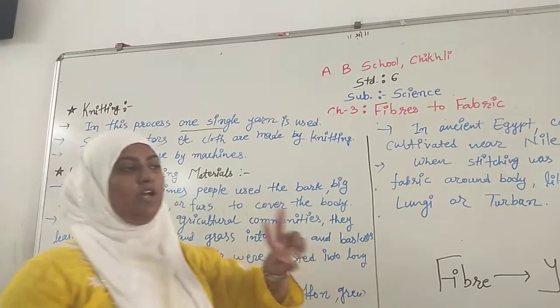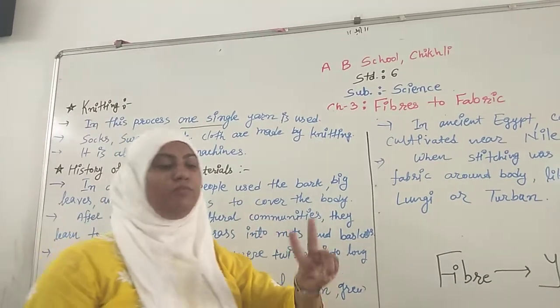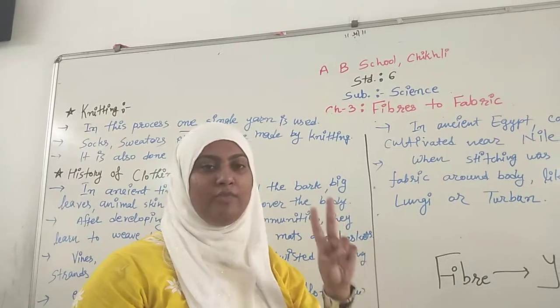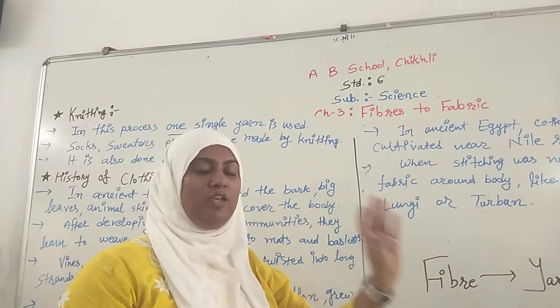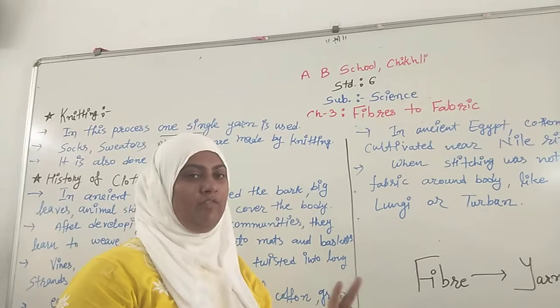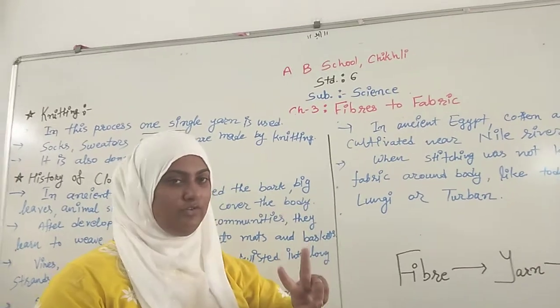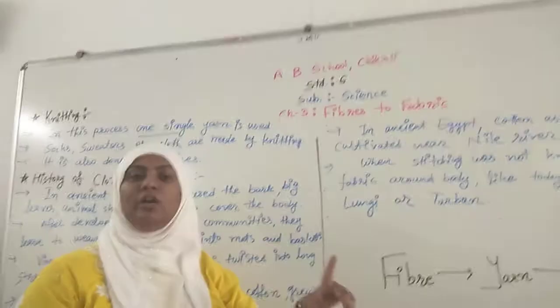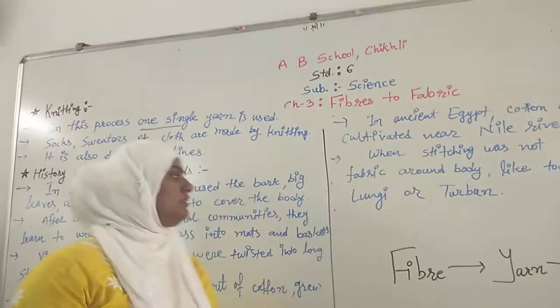Okay, so there are two processes to make a fabric from yarn, which are weaving and knitting. In weaving there are two sets of yarn used. In knitting only one single yarn is used.